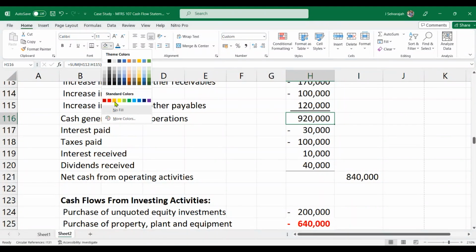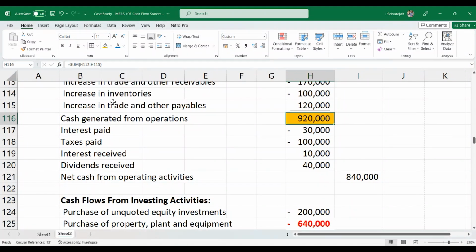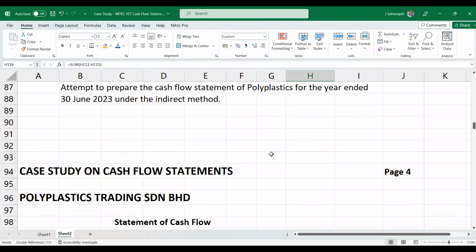Maybe I will put some other color here. Let's put a brighter color so we can identify this is cash actually generated. Now, from that cash that was generated, we have paid out interest of 30,000 for the year. We also paid a tax of 100,000. If you go upwards, you can see it there. Let's go and look at the interest paid.